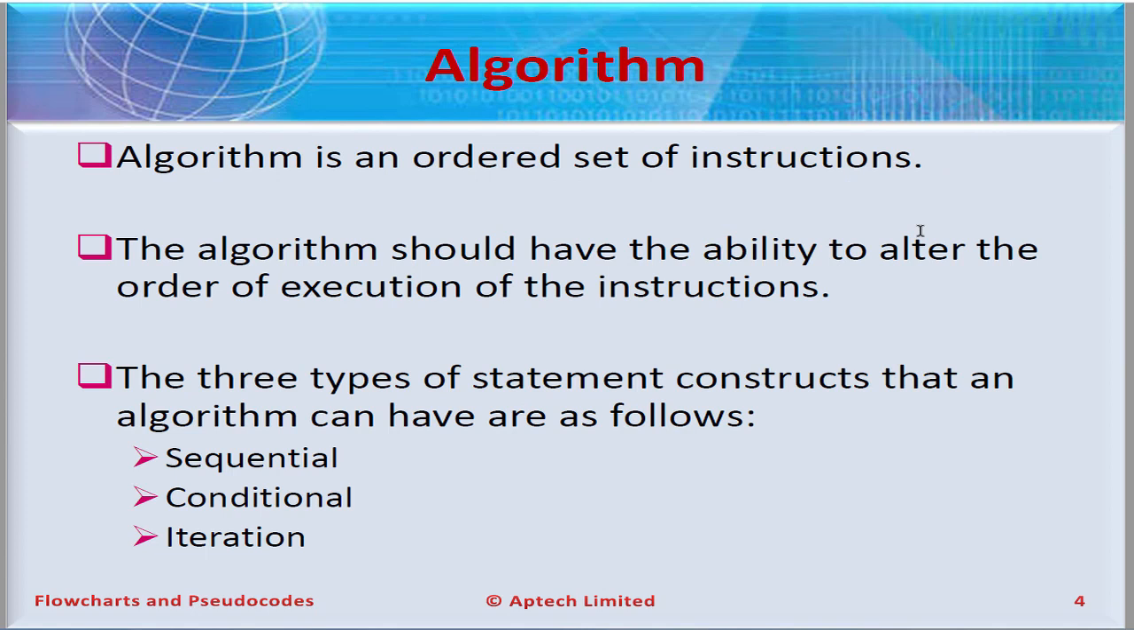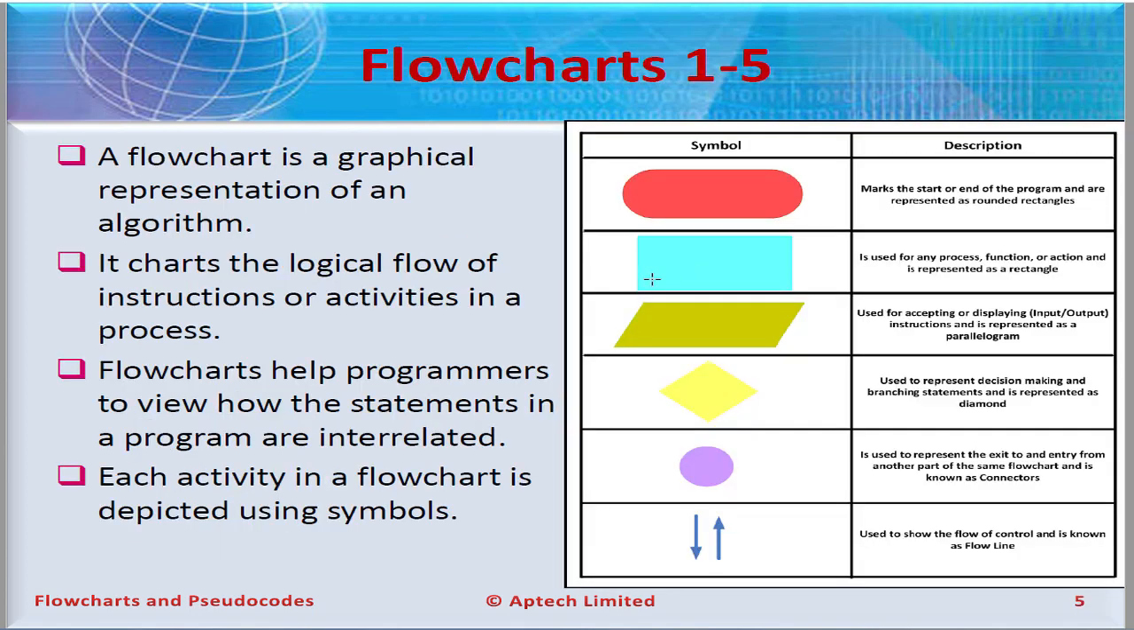Now, an algorithm is an ordered set of instructions, and the algorithm should have the ability to alter the order of execution of instructions. And the three types of statement constructs that an algorithm can have are given below. We have sequence, or what we call sequential, condition. Basically, this is where your program makes decisions. And we have iteration or repetition. That is when your computer needs to go through or repeat some statements a number of times.